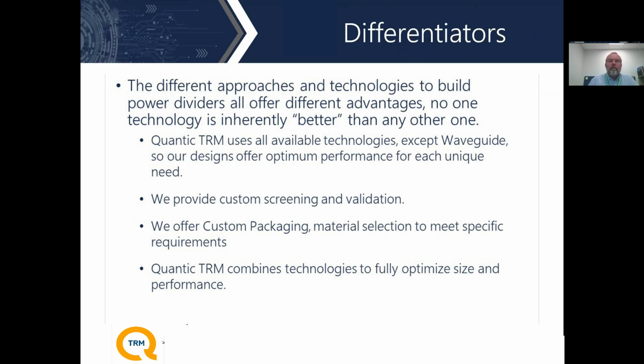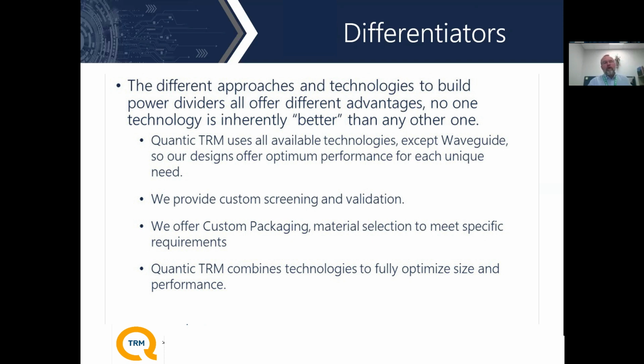Those are really the main sorts of power divider configurations that we have. We have the resistive power divider, we have the lumped element power divider, and we have the distributed line power divider. The different technologies used to build power dividers have different advantages. No one technology is inherently better than the other. TRM uses all of these technologies.